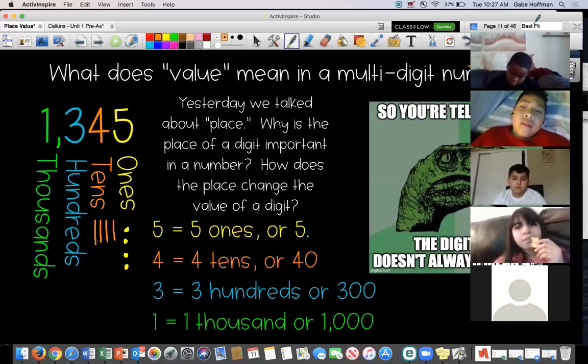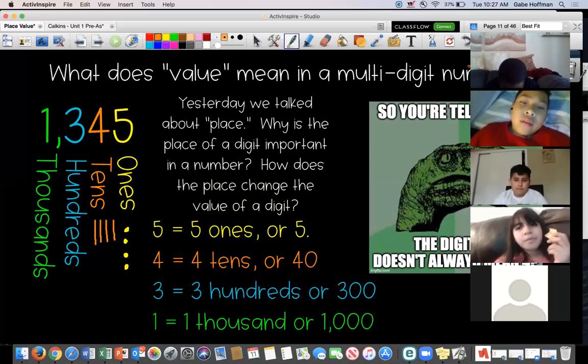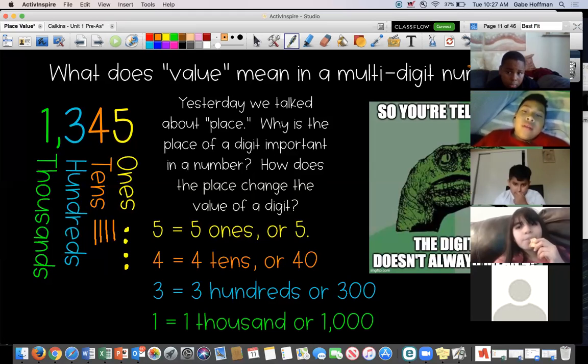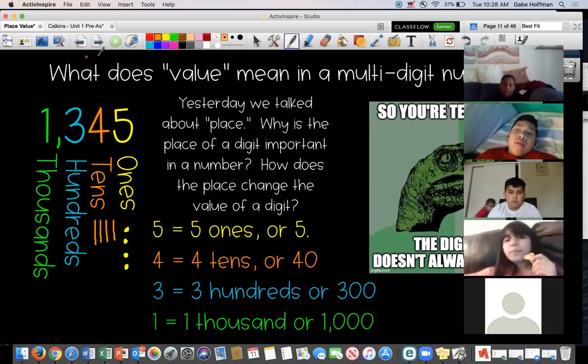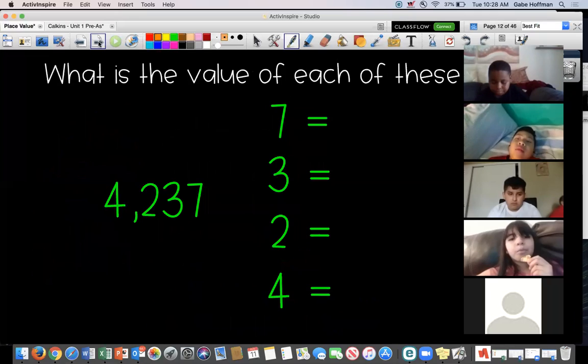So I have this little meme over here that says, you're telling me the digit 4 doesn't always mean 4, right? So no, it doesn't. The digit 4 means a different value based on which place it's in. If the 4 was in the thousands place, it would mean we had 4 thousands, all right? So it's important to recognize that each place has its own value.